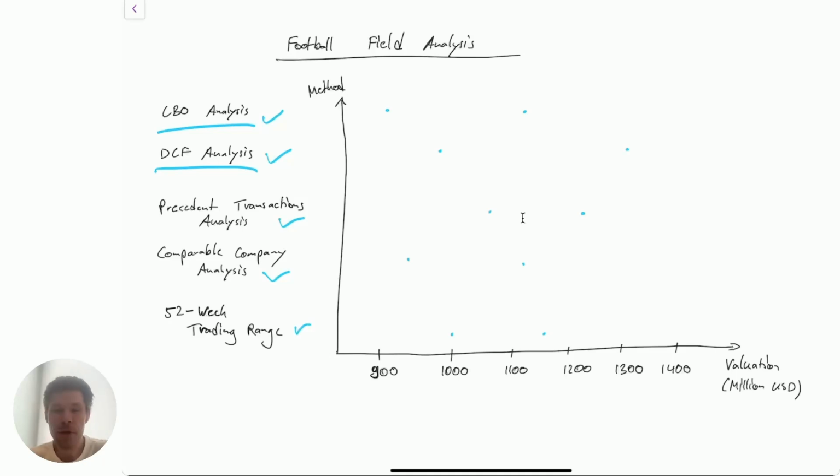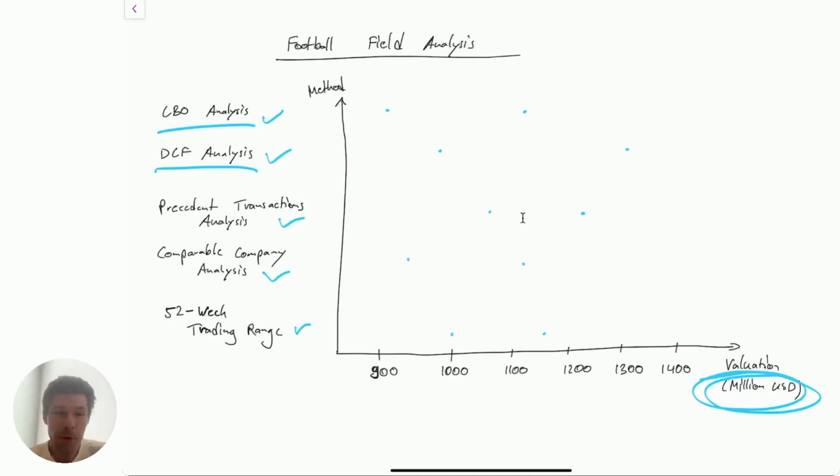So you have different analyses. You can use other ones as well, depending on the case. You don't need to use all those 5. Sometimes you can use additional analyses. It doesn't really matter. In a football field, you have all your methods, and then on the x-axis, you have your valuation. You can show your valuation as a total enterprise value in million US dollars, or you can show it per share. It doesn't really matter, you just need to stay consistent, otherwise the scale doesn't work.